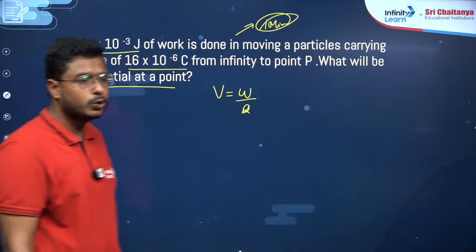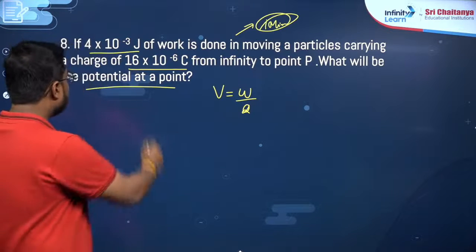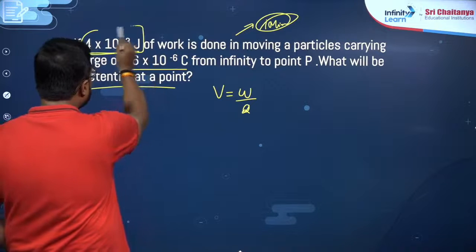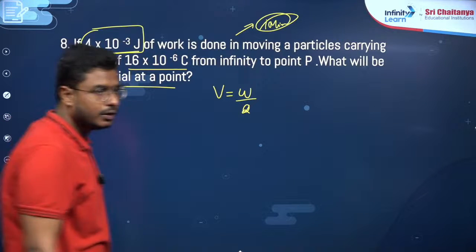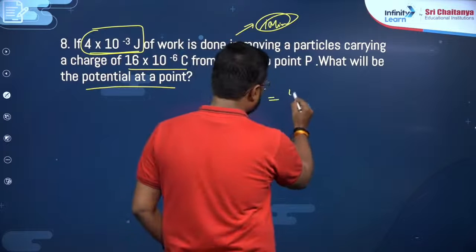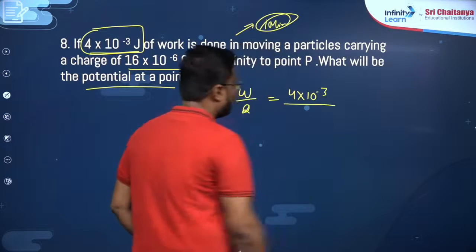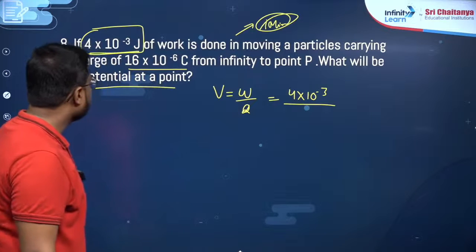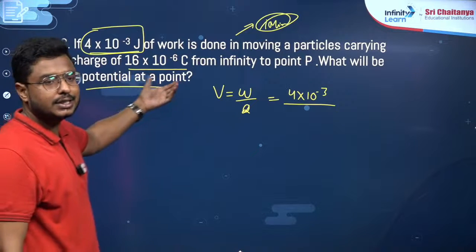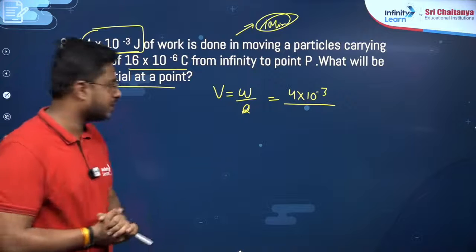This formula we need to use here. The work done is given, 4 into 10 to the power minus 3 joule, correct? So 4 into 10 to the power minus 3 joule. Now, if you see, the value of charge here is 16 into 10 to the power minus 6.